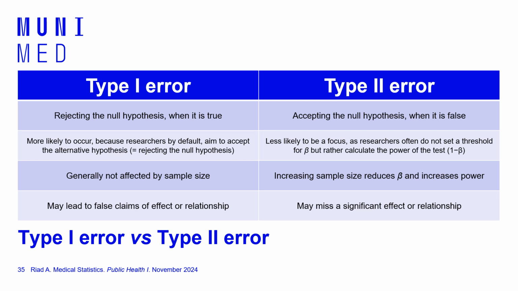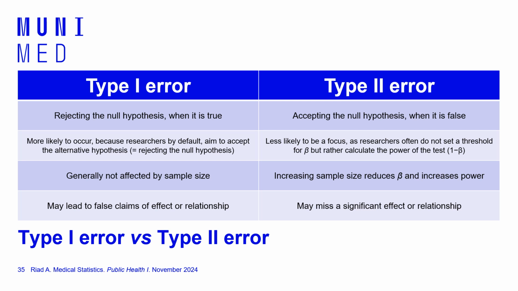So as you can see, both of them are mistakes. One of them is rejecting something which is true, and the other one is accepting something that is false. Again, as I said earlier, there is more likelihood for type 1 error to occur because the researchers by default aim to accept the alternative hypothesis. They try to prove that their medicines are correct. That's why they are more biased to reject the null hypothesis. And again, there is a risk that they could reject the null hypothesis while it was true.